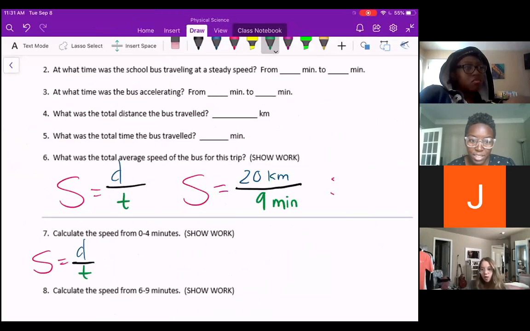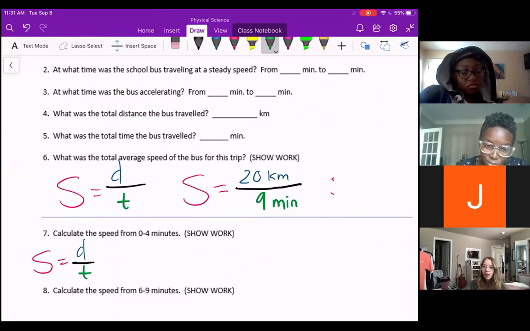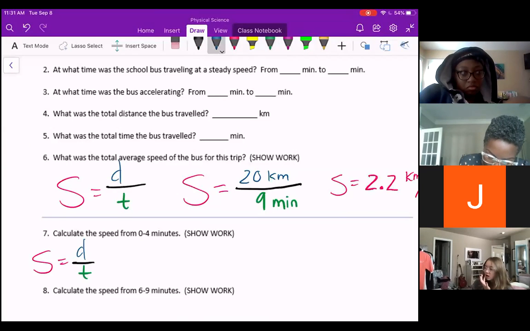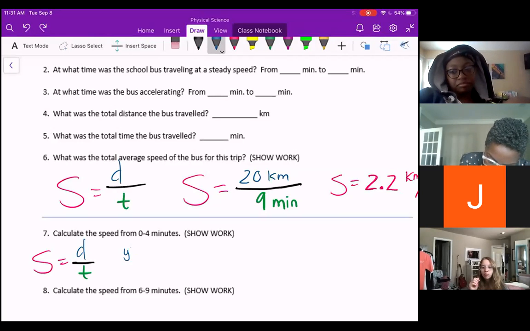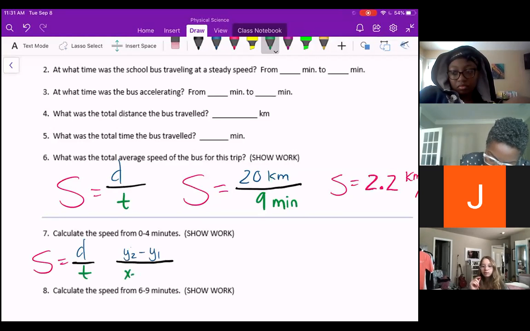All right. So we're still doing distance over time, but now for distance, we're going to do Y, our second Y minus our first Y. And then for X, we're going to do our second X minus our first X.